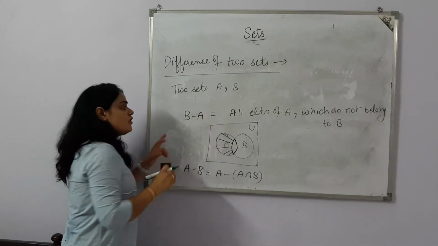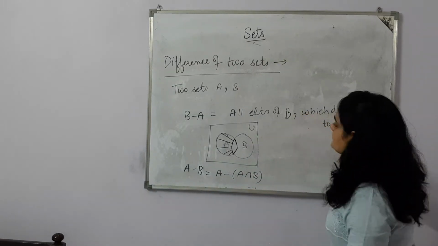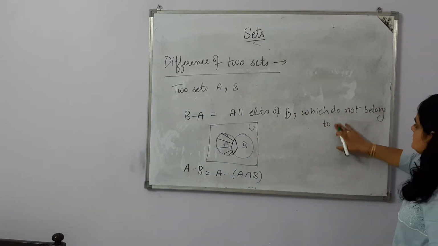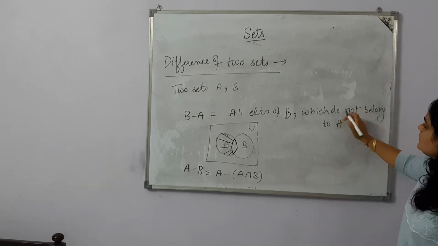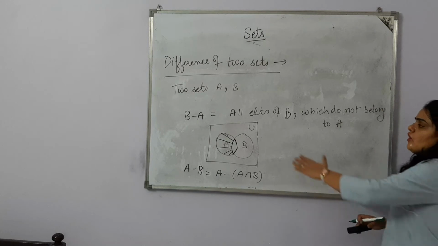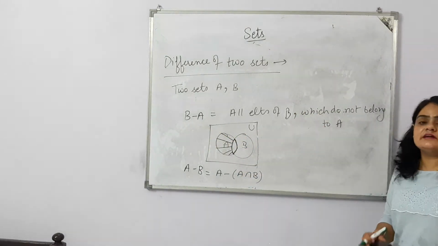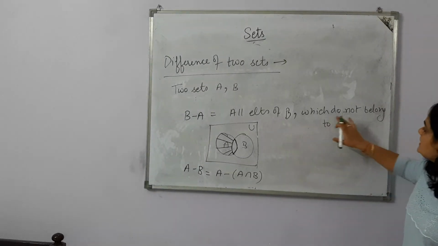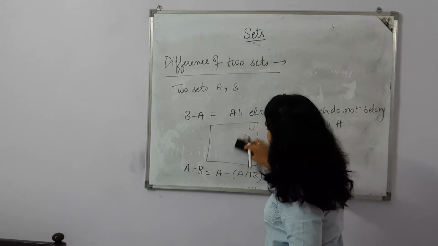But it means all the elements of B which do not belong to A. So all the elements of B, here B is the first set, so we have to subtract from B. So all the elements of B which do not belong to A. So what will be the Venn diagram?